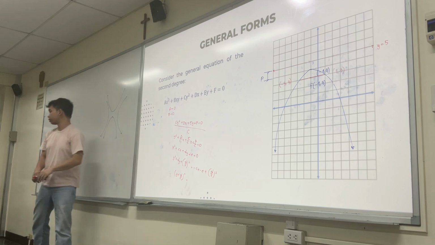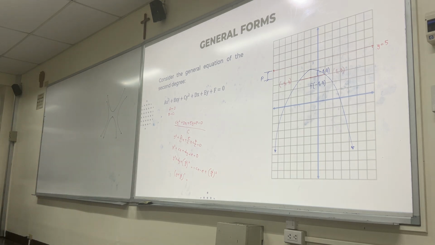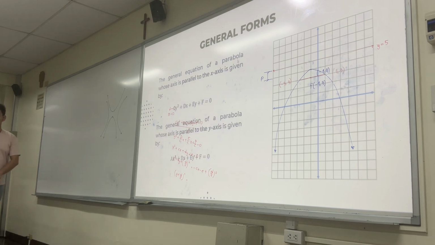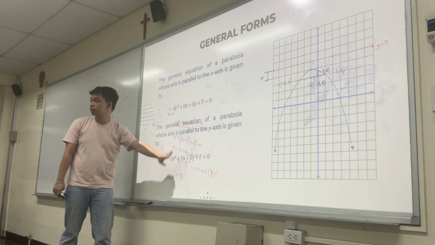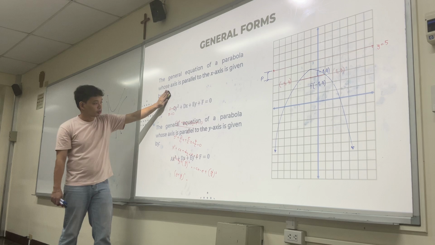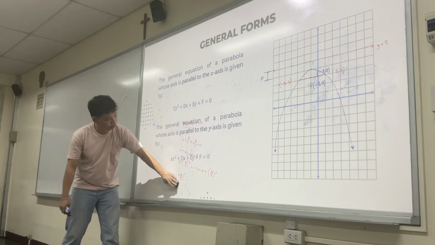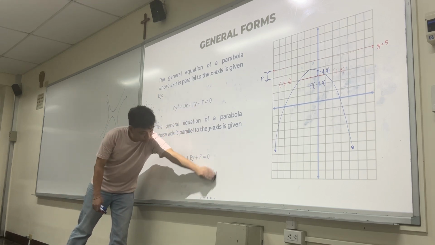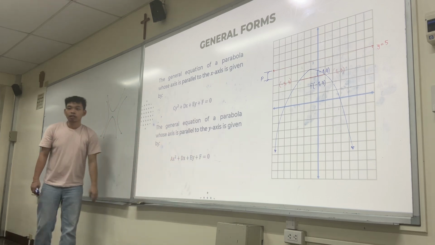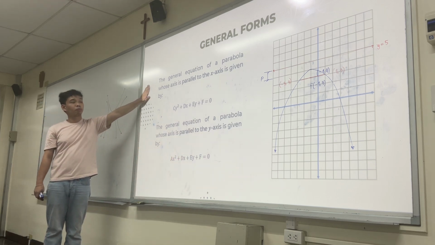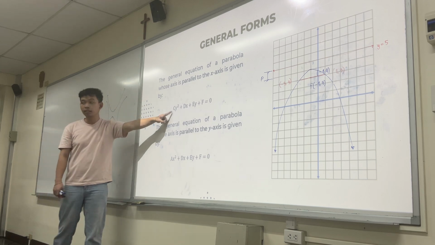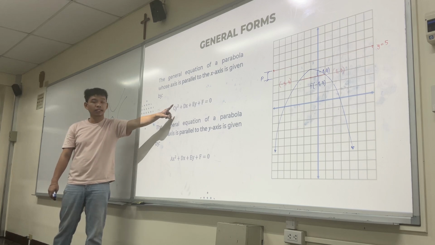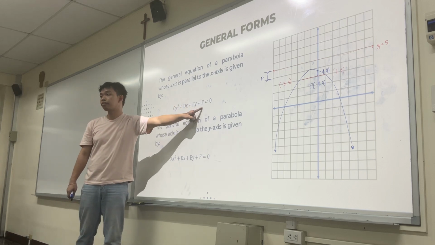You have two setups for that one. What's important? That's just the derivation. Your general equations would be the following. So I can erase this, it was just the derivation. Your first general equation of a parabola is when your parabola is parallel to the x-axis, given by this one: cy squared plus dx plus ey plus f equals 0.